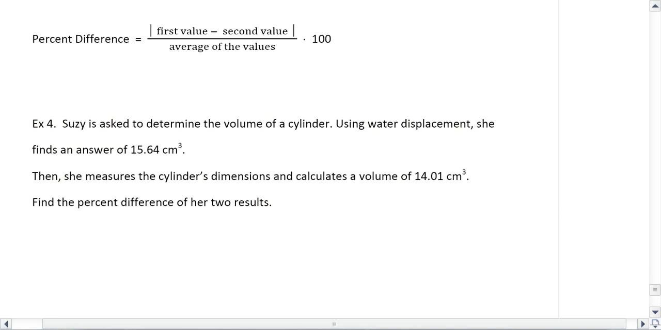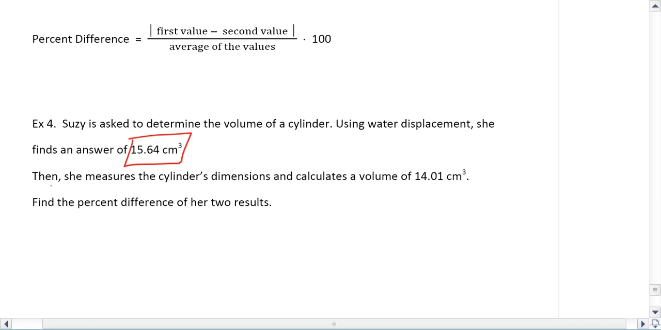When we're asked to find the percent difference, the formula is a little bit similar to what we just did in the fact that the answer in the numerator has an absolute value symbol because, again, it doesn't matter if you're above or below. You just subtract and find the difference. And then you divide that by the average of your values, and that gives us our percent difference. So I'm in the habit of finding the average first. In our example, she's asked to determine the volume of the cylinder. Well, by pouring water in it and measuring it, she finds an answer of 15.64 cubic centimeters.